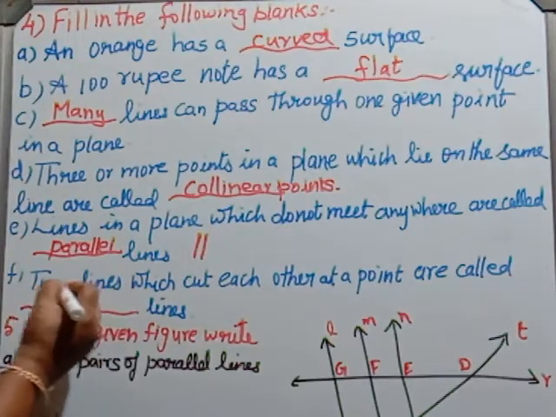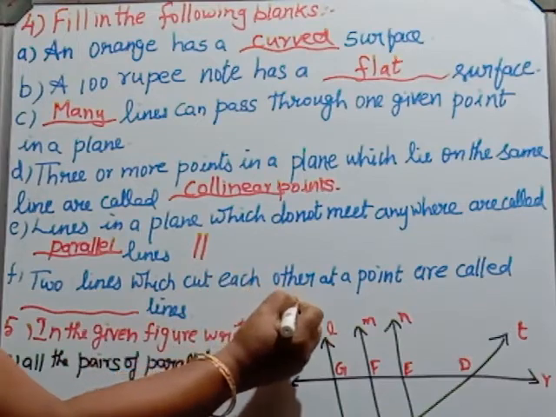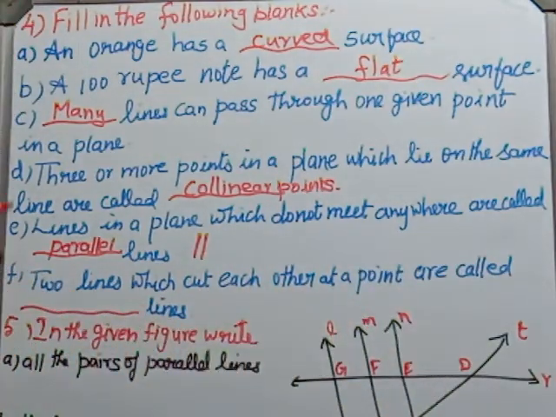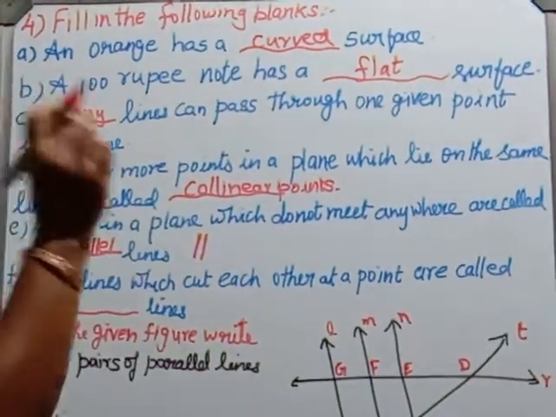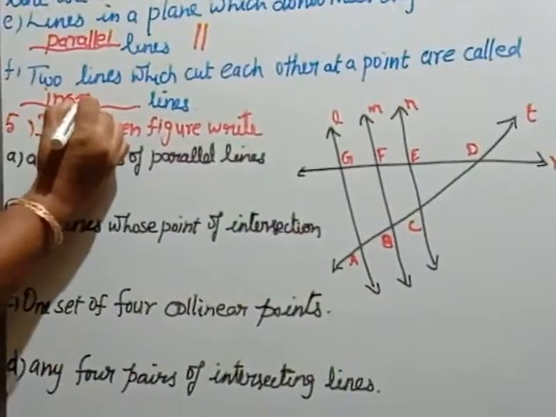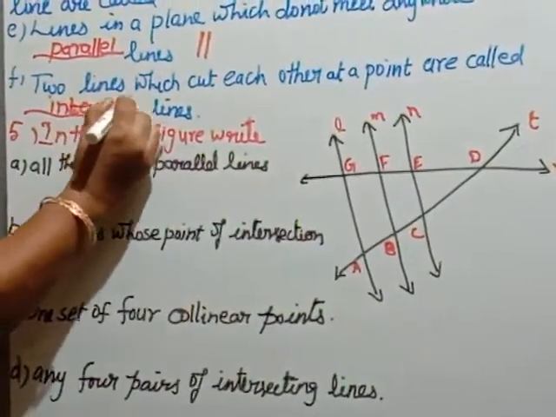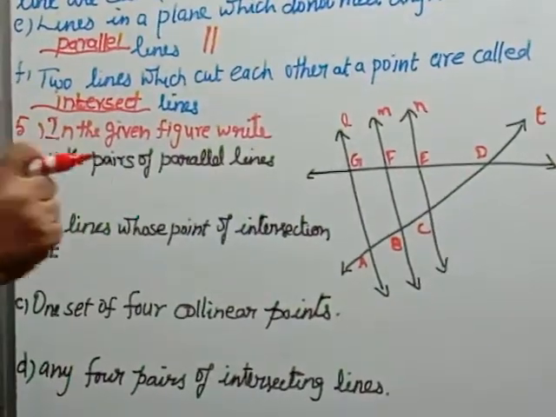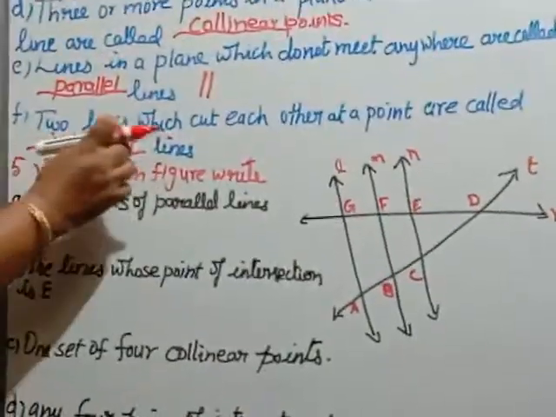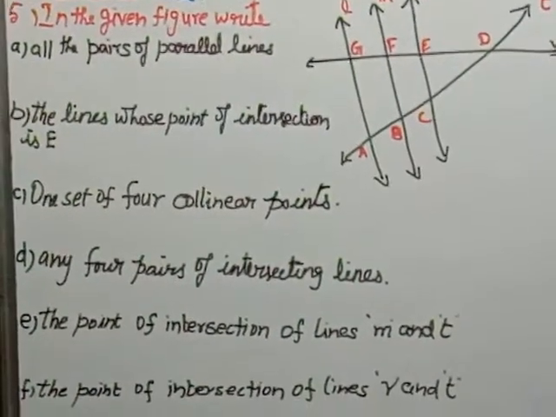Now, next one: two lines which cut each other at a point are called dash lines. That means two lines cut at one point. That is called what kind of line? Intersecting lines. Two lines which cut each other at a point are called intersecting lines. Understood, children? Now we'll move to the fifth main.